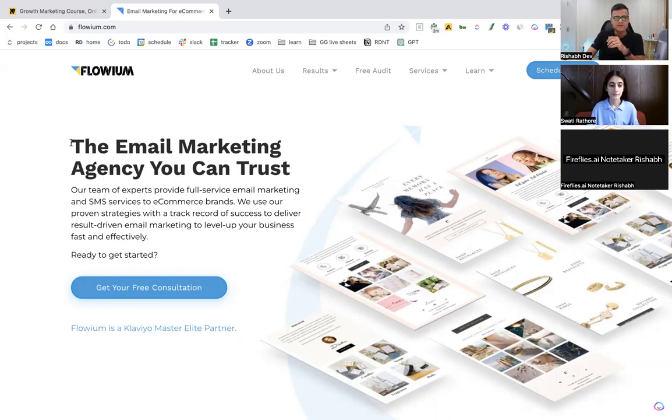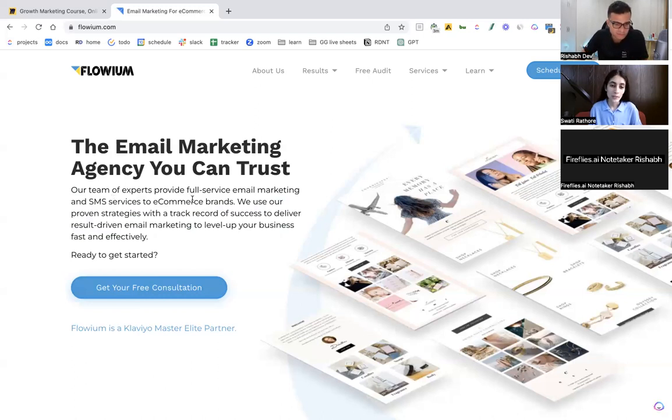So the first thing that I would read is their headline, the email marketing agency you can trust. Now, I'm assuming that they've put a lot of thought around the first paragraph of the website. We discussed something called above the fold content, and this seems like above the fold content. So Swati, read it out and let me know what you feel about this first paragraph that they have.